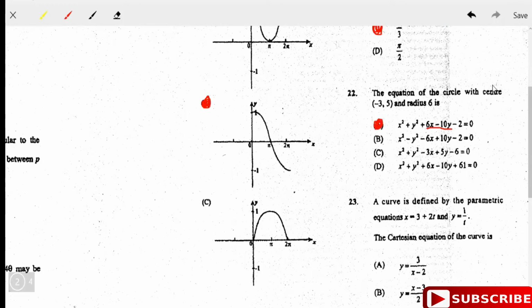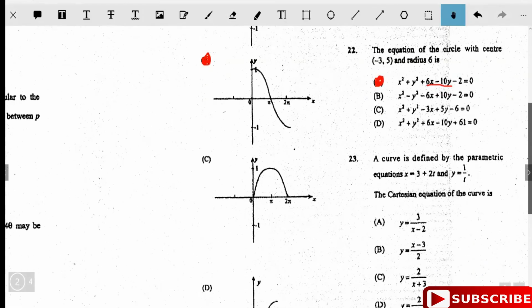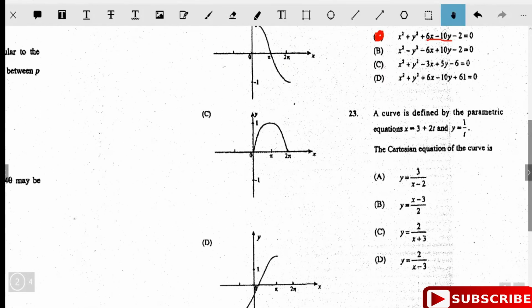Question 23. This is a repeat. What's 23? Delta. Down. Delta. Very good. Delta.